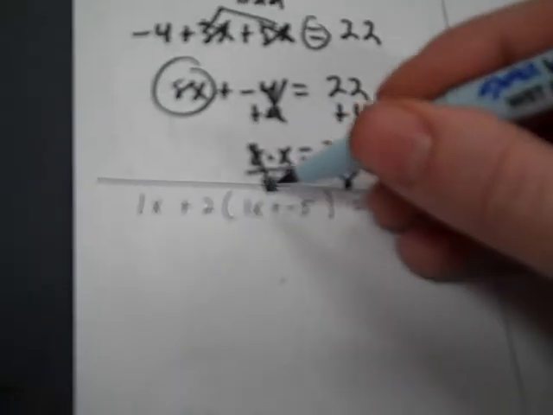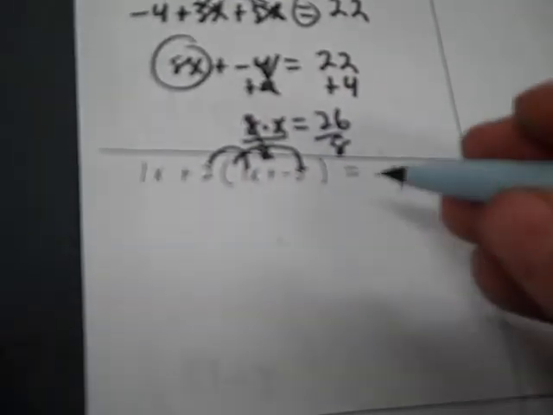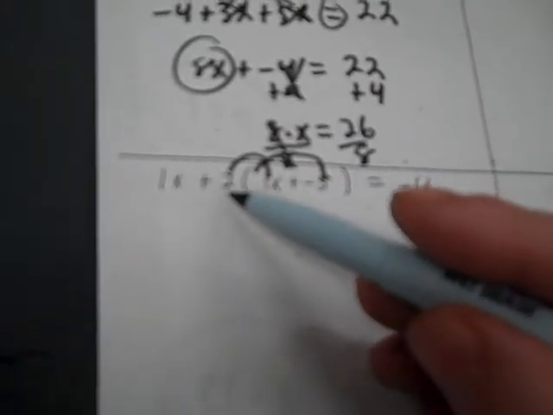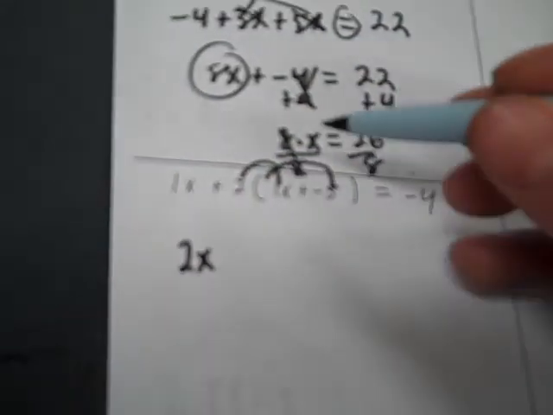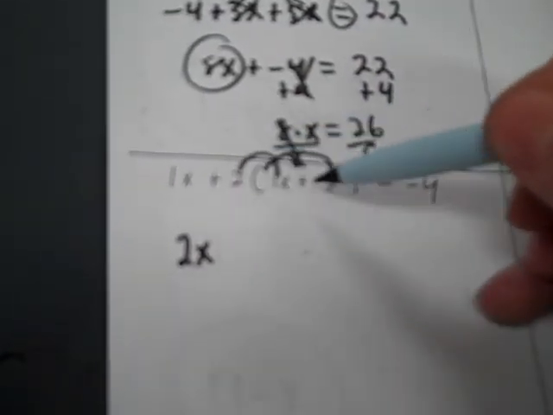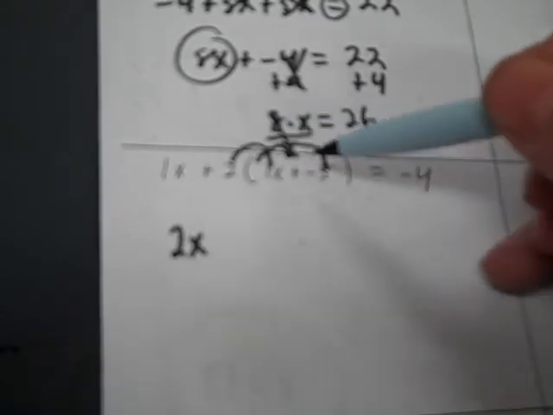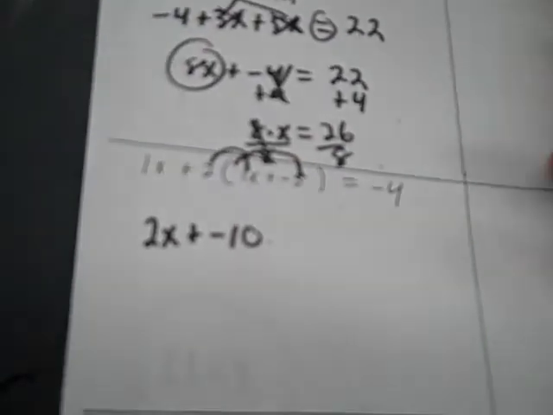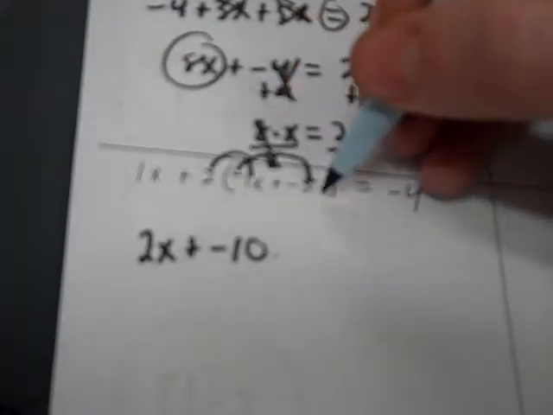Okay, so there's a parentheses with 1x plus negative 5, but it has a multiplier of 2. So first I take 2 times 1x, which is 2 with an x. And then I take 2 times negative 5, that is negative 10.